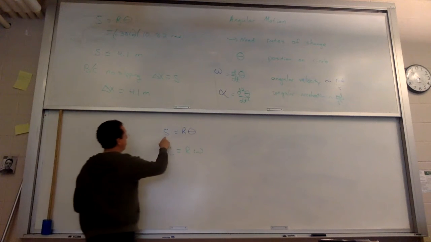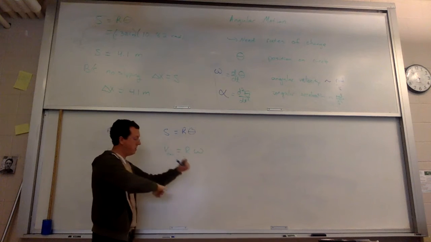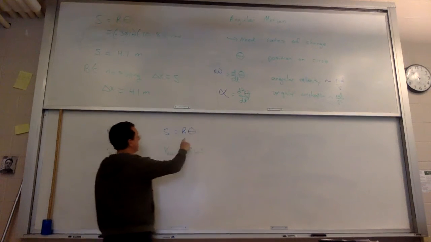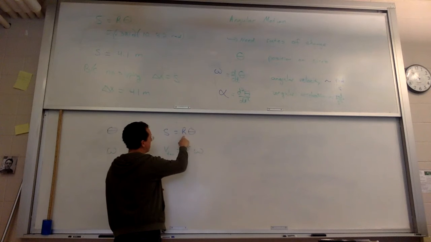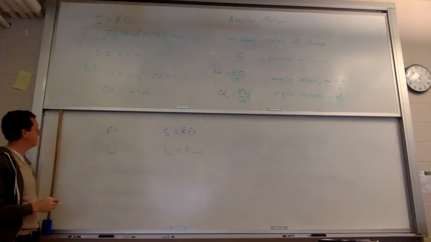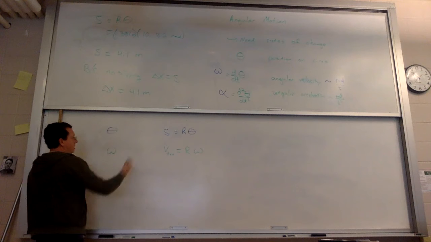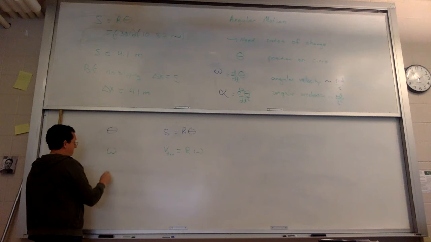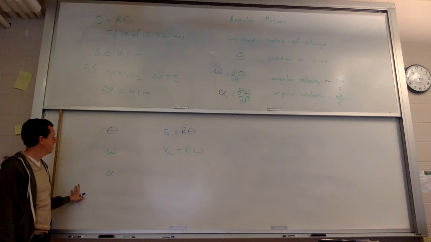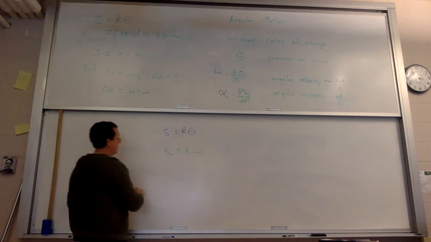Because if you take a time derivative of the rate of change of the arc length, that's going to tell you the tangential velocity. And R is a constant, so you just get a time derivative on theta, which gives you omega. And then you also have alpha. Okay, that's one more time derivative.